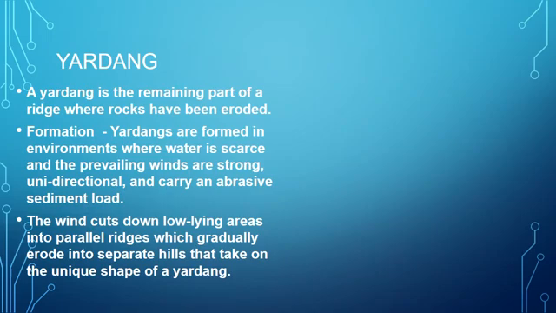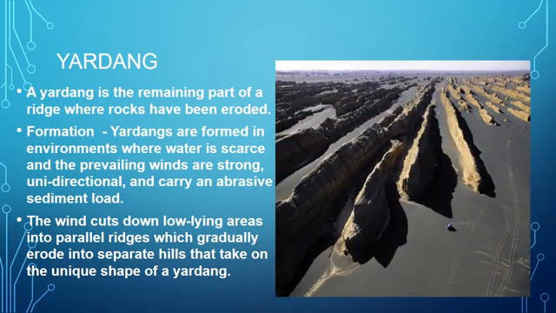Another form is the yardang, which is definitely formed because of the wind. A yardang is the remaining part of the ridge where the rocks have been eroded. So how are yardangs created? Yardangs are formed in environments where water is scarce. Such erosion is seen wherever water bodies are fewer and the prevailing winds are strong. Where the water content is less, the wind is very strong.